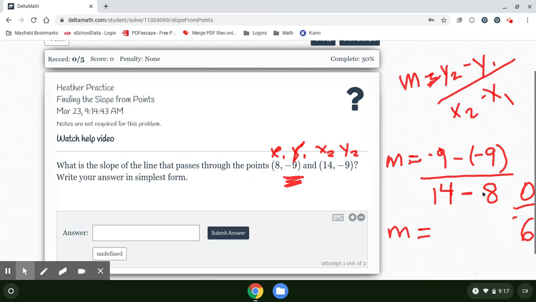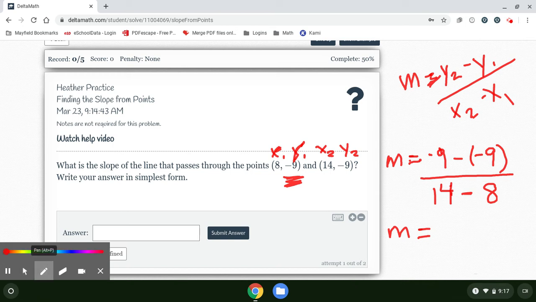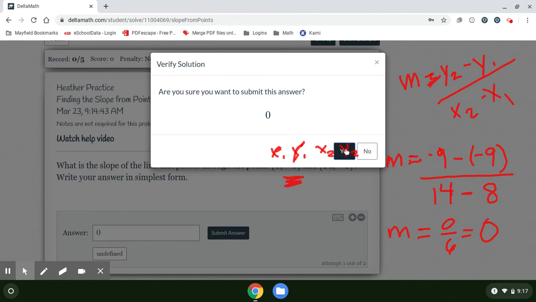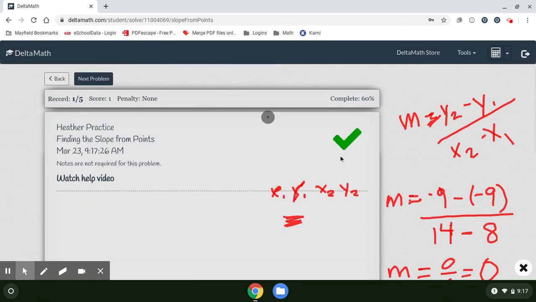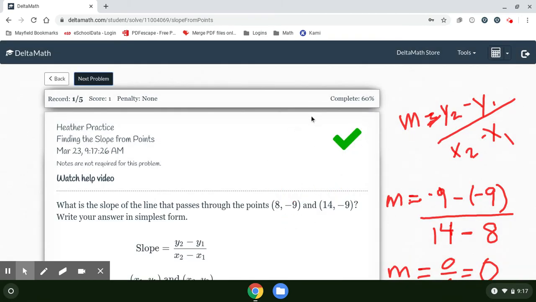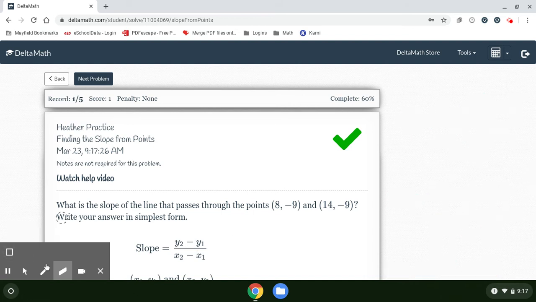From my calculator, let me close that so that you can see. I'm going to write that. 0 over 6, which is equal to 0. Go back to my answer. Type in 0. Submit answer. Yes. And I got that one right. Okay. So I am going to go and do the next problem.